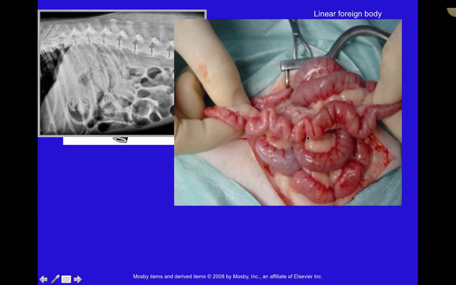This is what the small intestines look like with a linear foreign body. A linear foreign body means something that's long and making its way through the intestines, and it's intact. It's this long foreign body that's working its way through the intestines and catching through peristalsis. It's catching on the muscular waves, and it's catching on the various folds within the small intestine. So have a look at this image. A good example, by the way, is string in a cat.